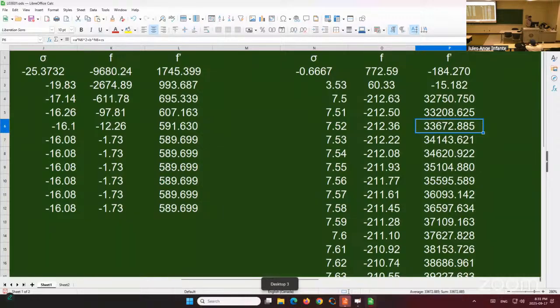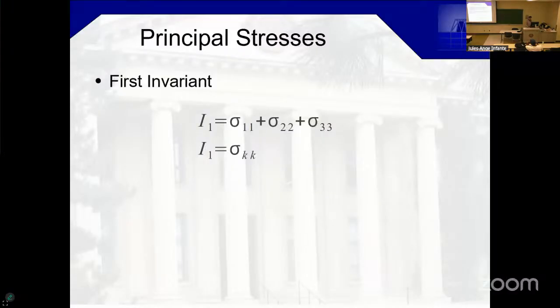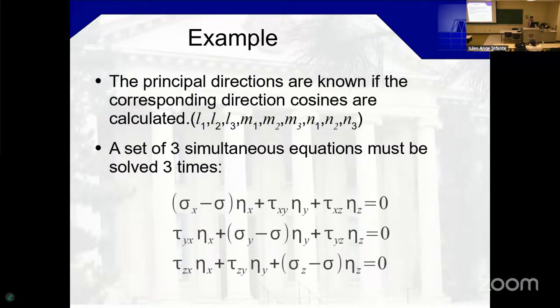Okay, and we would do a trial and error to find the cosine values. Okay.